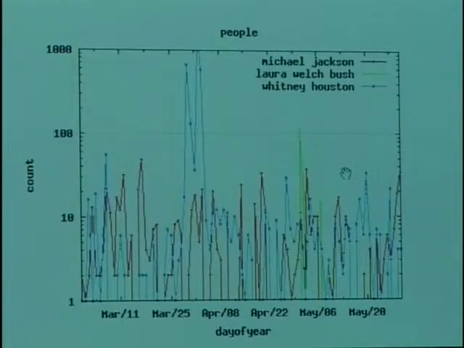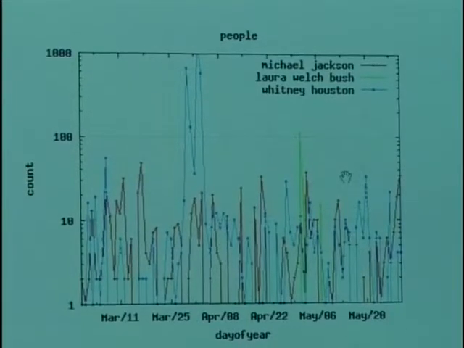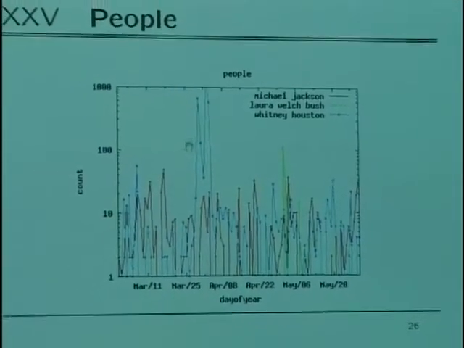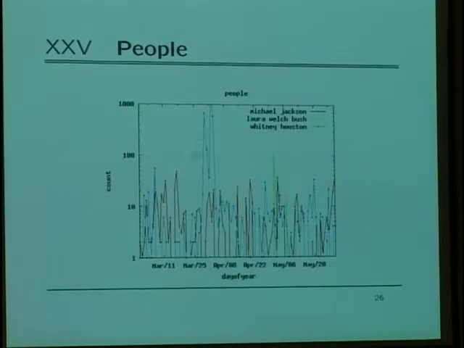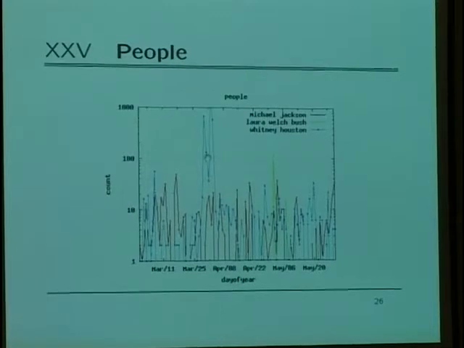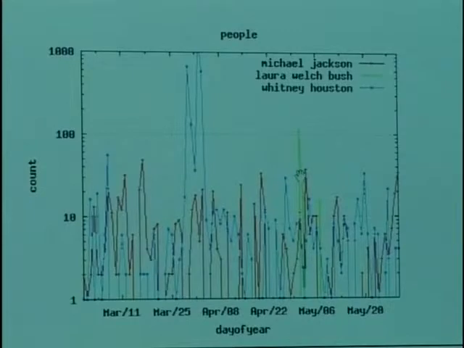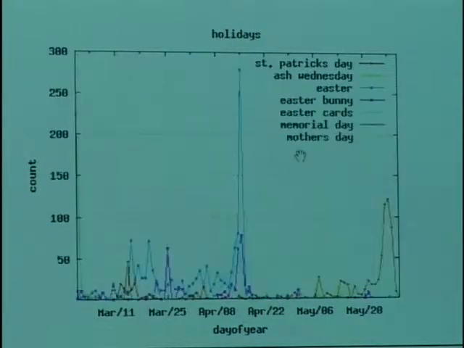We can do that for all other kinds of people in the list. This example is for person names, where you can find Whitney Houston is very often looked for during a period where she was fighting her drug addiction, and this was all over the media. This is Laura Welch Bush, who visited the American troops on the 1st of May in Afghanistan, I think. So this is this sudden increase.